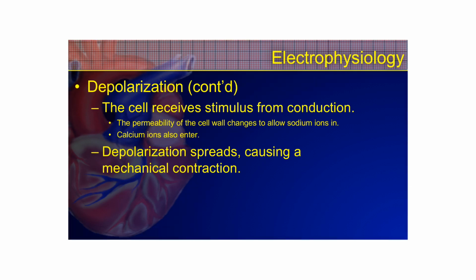When the myocardial cell receives a stimulus from conduction, the permeability of that cell wall changes, and this allows sodium in. Okay, so this makes the cell more positive. We know we started at that negative 90 millivolts, and then we become more positive: negative 80, negative 70, negative 60. And then calcium will also enter, which helps maintain the depolarized state of the cell membrane, and you get this plateau phase. This depolarization spreads along the cell until it is completely depolarized, causing a mechanical contraction.